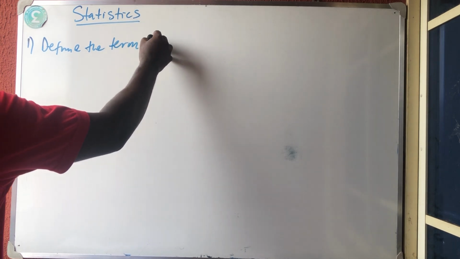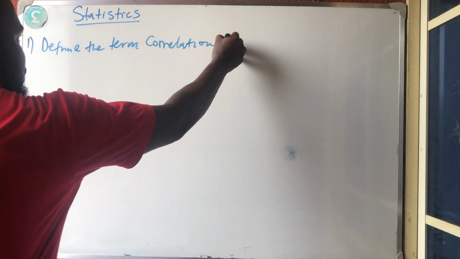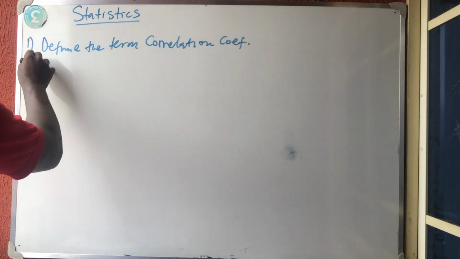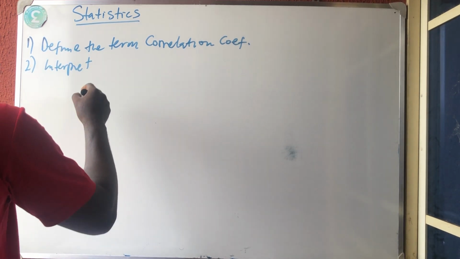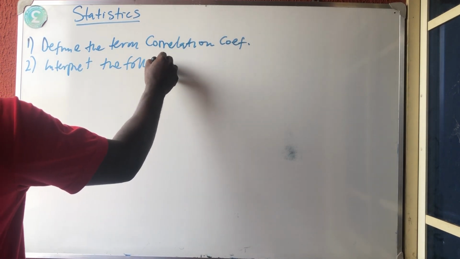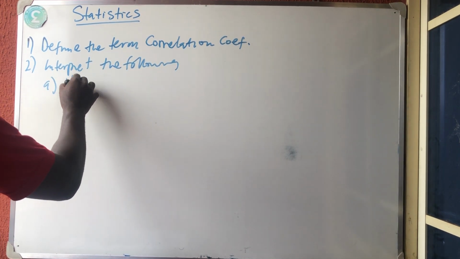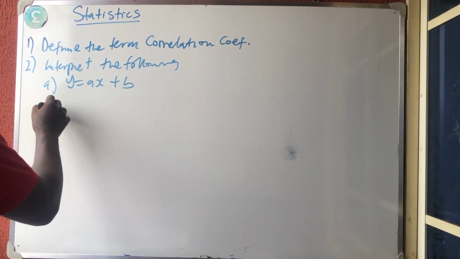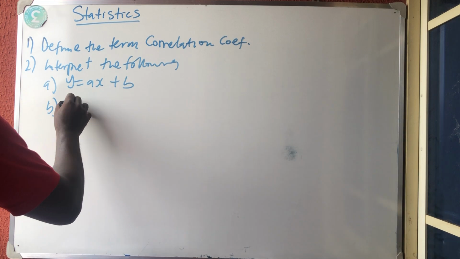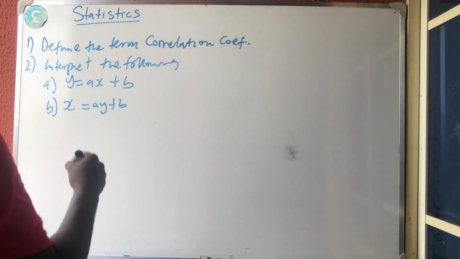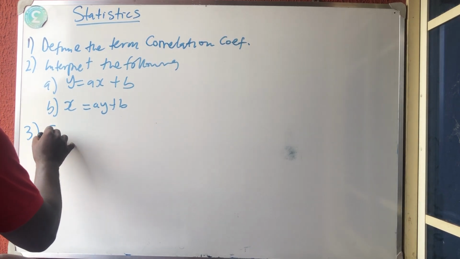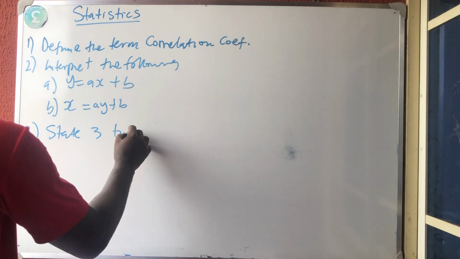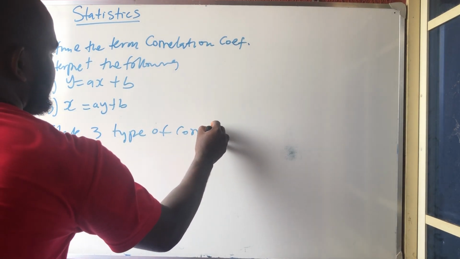Then B said define the term correlation coefficient. Okay, now question 2 said interpret the following. A said y is equal to ax plus b. Okay, and B said x is equal to ay plus b. Okay, and the question 3 said state 3 types of correlation.